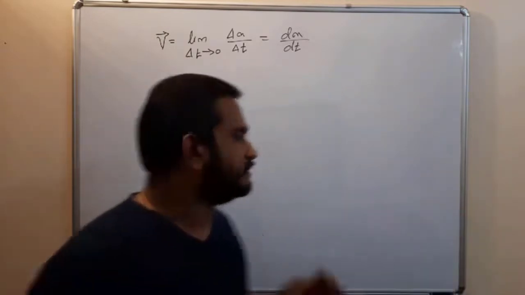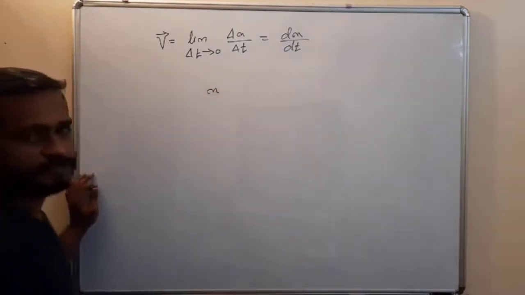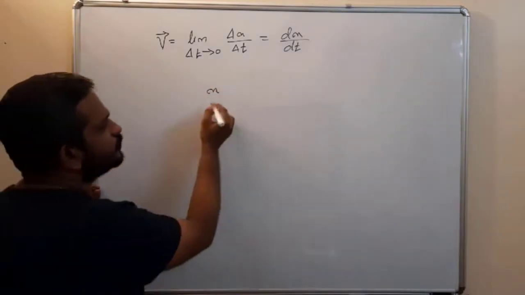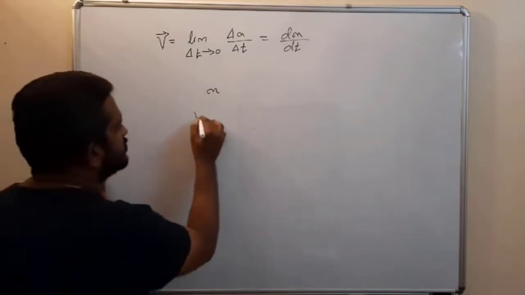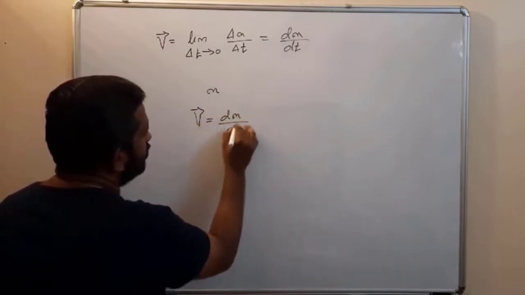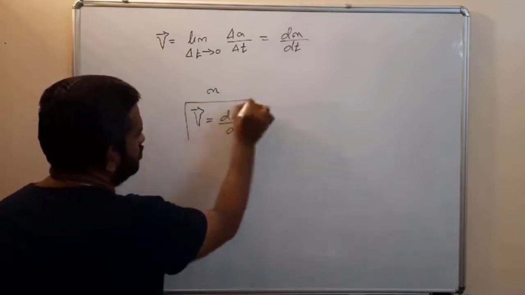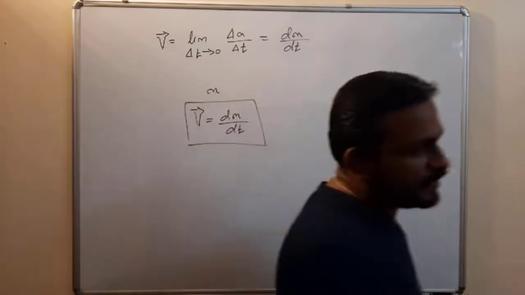So it's nothing but the displacement x is given, and you will be asked to find the instantaneous velocity. The formula is v vector is equal to dx by dt. So this is the formula to find the instantaneous velocity.